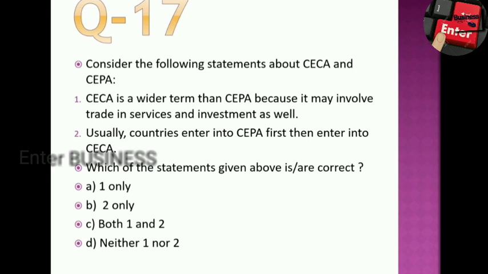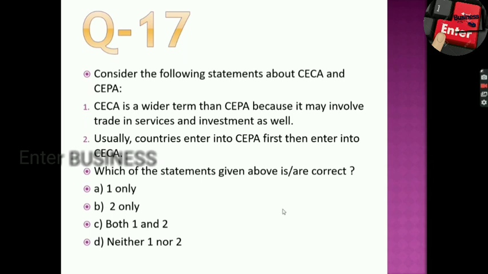So option A is 1 only. Option B, 2 only is true. Option C, both the first statement and second are true. And option D means neither 1 nor 2. The correct answer is option D, neither 1 nor 2. Both the following statements are not true.